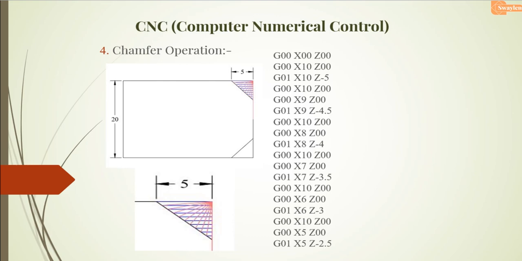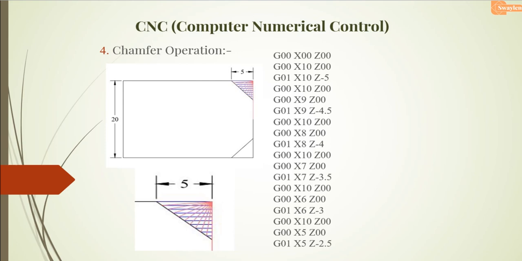Again the tool is moved to the home position, meaning Z00, X10, Z00. Another you will see Z00, X9, Z00 means here the value is 1, and next is Z01, X9, Z minus 0.5. You will easily understand this. The Z value means this point value is minus 4.5.